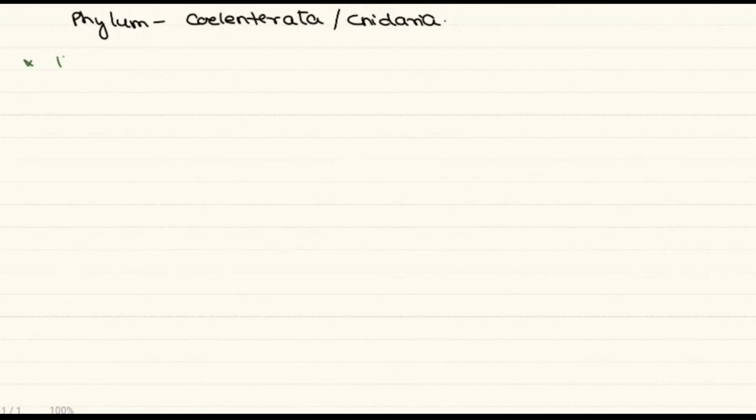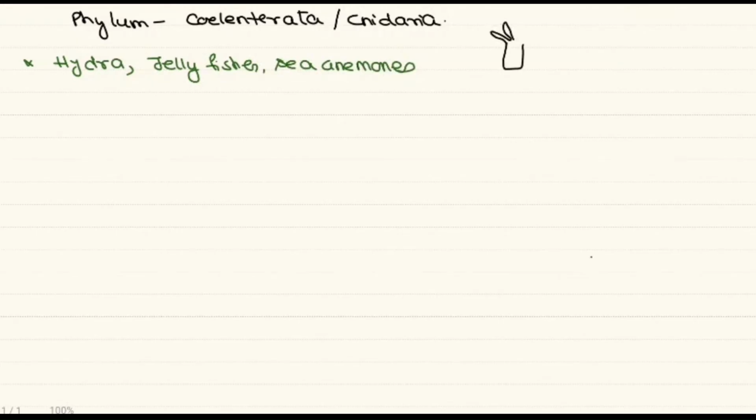The common animals in this type of phylum are hydra, jellyfishes, sea anemones. So remember, whenever you study any animal, try to remember the shapes so that the study becomes easy. So this is a hydra, a jellyfish, and a sea anemone, right?